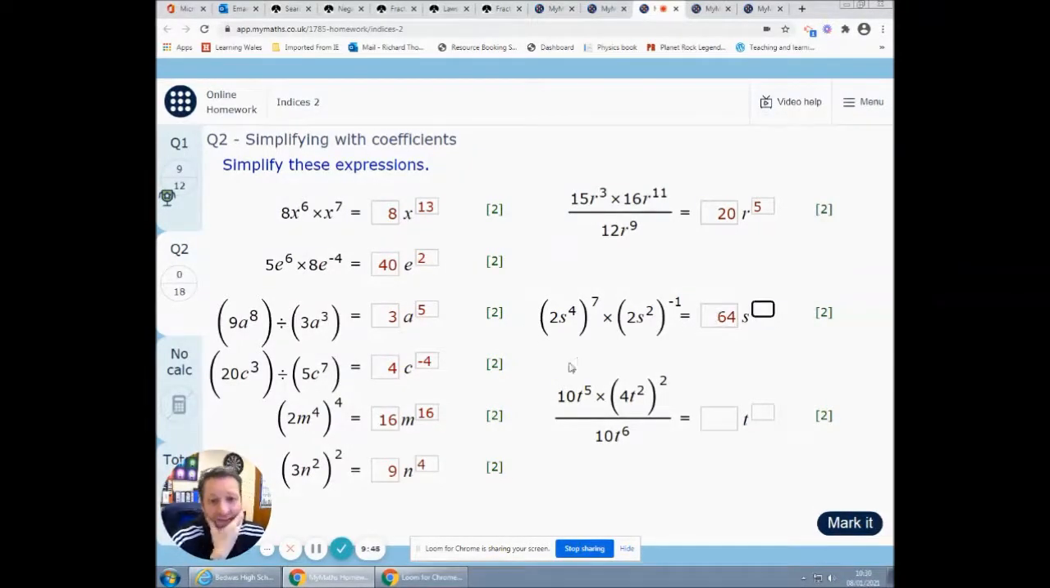Let's tackle the s. So I've got s to the 4 to the 7, which is s to the power 28. Try and remember that. And I've got s to the 2 to the minus 1, which is s to the minus 2. So I've got s to the power of 28 times s to the power of minus 2. I need to add them. 28 plus minus 2 is 26. If that's right, it's a miracle.